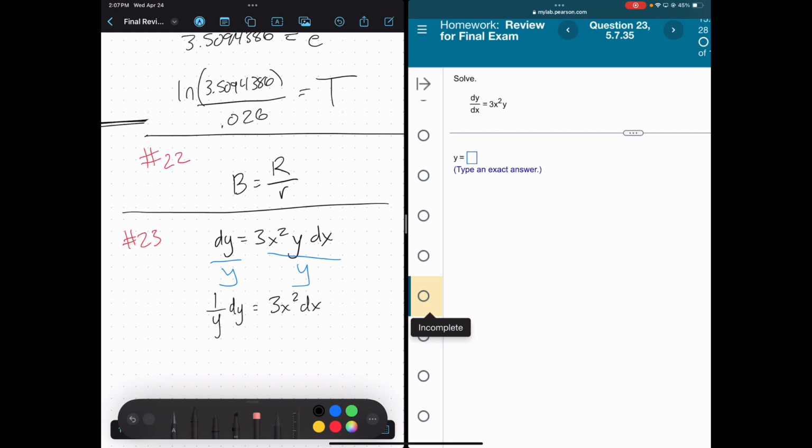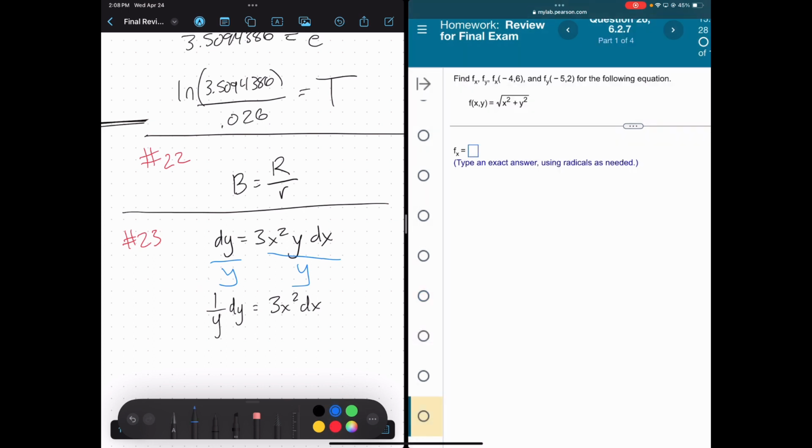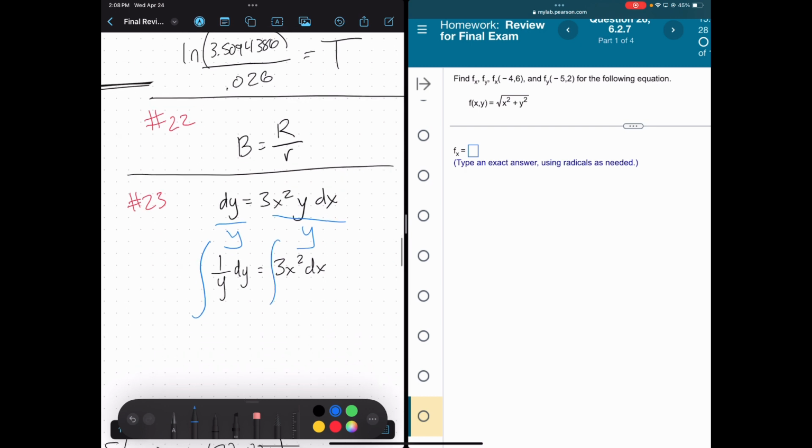Okay, I separated the variables. Now what? The derivative of both sides. Close. Not the derivative. Antiderivative. The antiderivative. Take the integral of both sides. Right. I'm going to take the integral of both sides. Integral of 1 over y dy, integral of 3x squared dx.